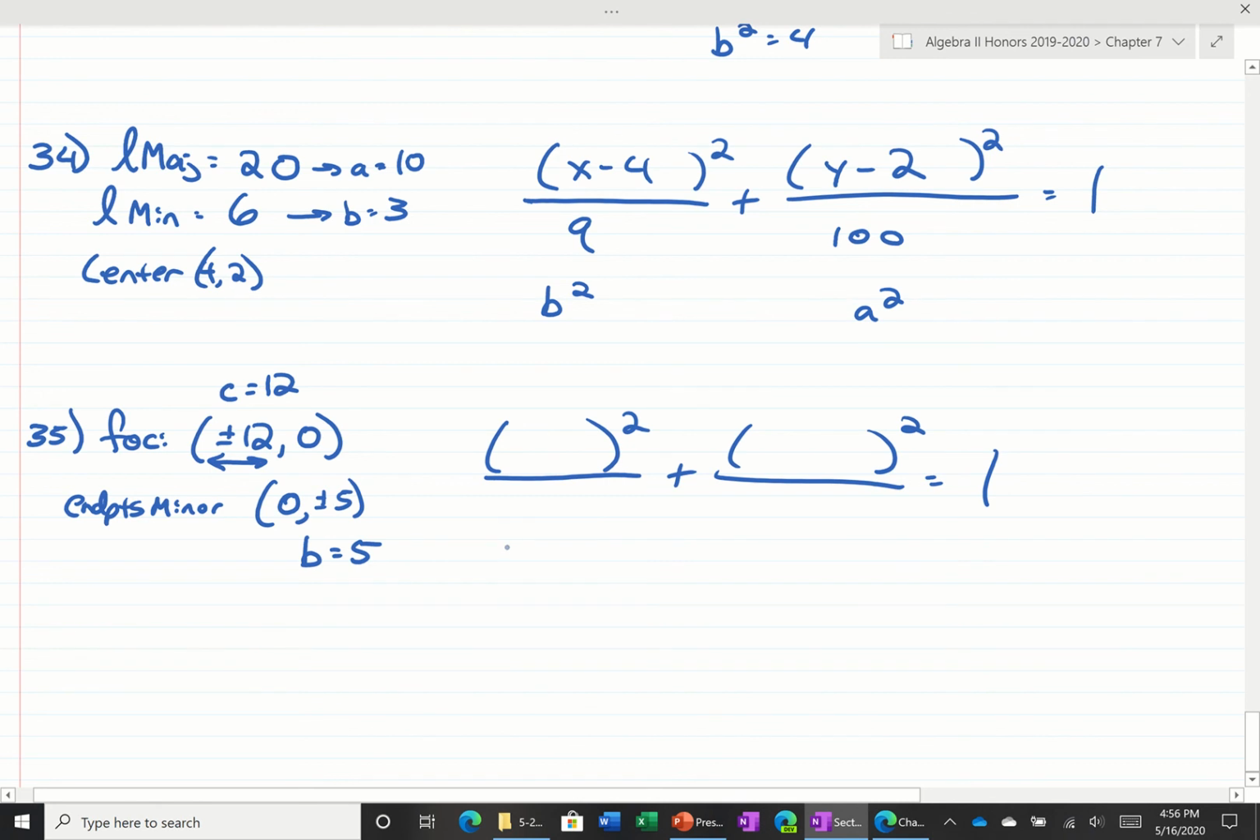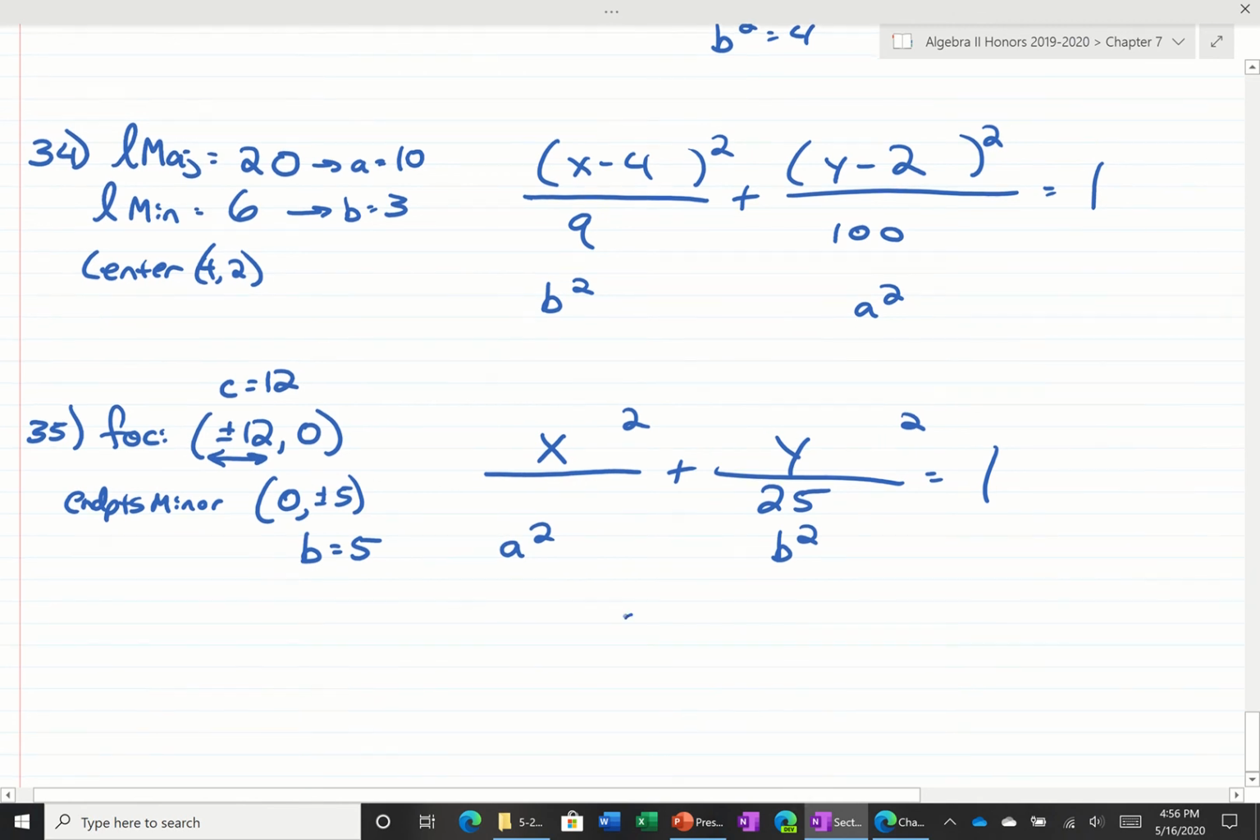And if b is 5, b squared is 25. The endpoints of the minor, if we figure out the average of the foci coordinates or the endpoints of the minor, we get 0, 0. So the center would be 0, 0.